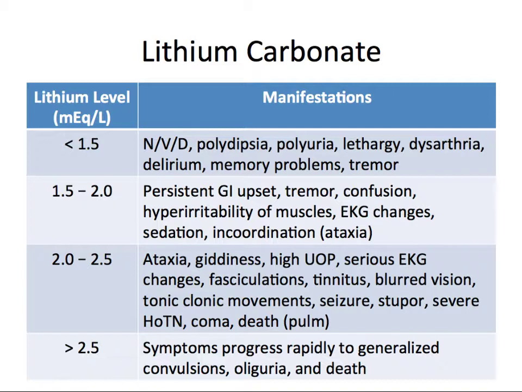At levels in the range of 2 to 2.5, the patient may experience ataxia, giddiness, high urinary output, serious EKG changes, fasciculations, tinnitus, blurred vision, tonic-clonic movements, seizure activity, stupor, severe hypotension, coma, and potentially death, usually associated with pulmonary issues. At levels greater than 2.5, symptoms progress rapidly to generalized convulsions, oliguria, and ultimately death.